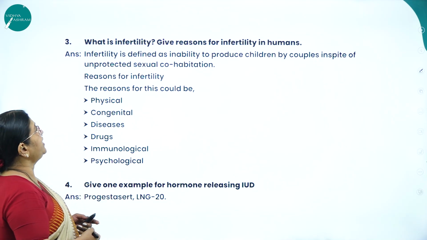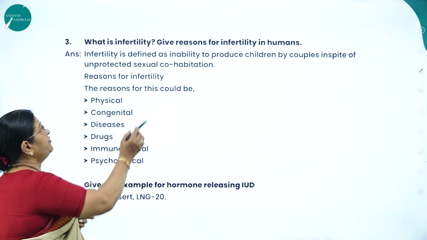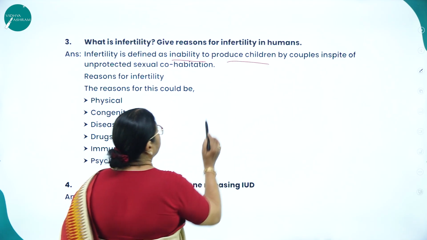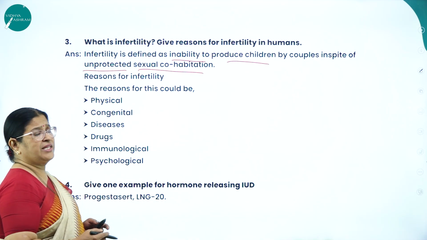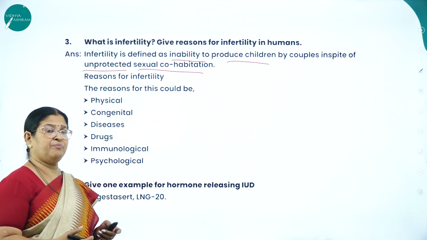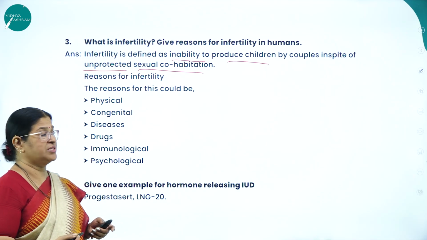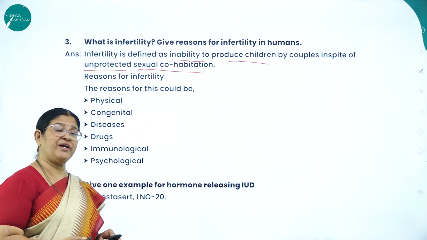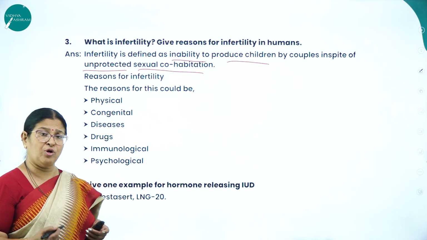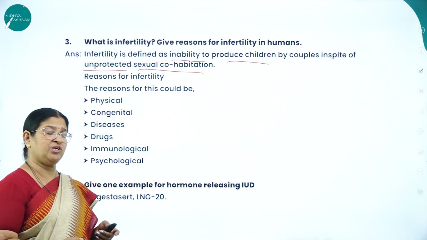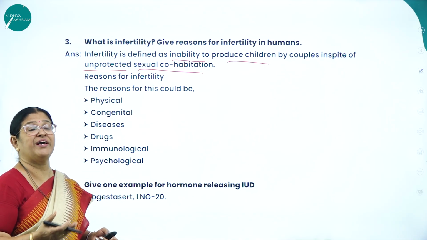What is infertility? Give reasons for infertility in humans. Infertility is defined as the inability to produce children by couples in spite of unprotected sexual cohabitation. They have not implemented any contraceptive methods of birth control, but still they are not able to have children. That means they are infertile couples. Even the male might be infertile, or even the female might be infertile. Even if one of the couple is infertile, they will not be able to bear children. So infertility is defined as the inability to bear children.